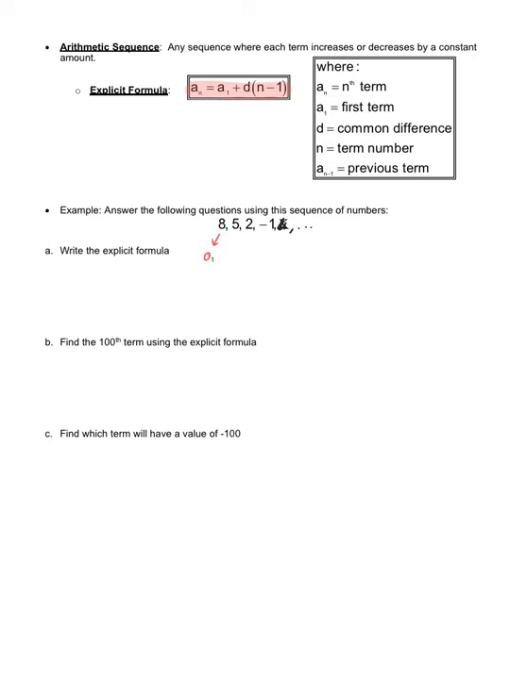To find D, the common difference, let's look at how this changes each time. So if I go from 8 to 5, the difference between those 2 is 3. And since I'm decreasing, I'm going to put minus 3. Let's see if that works between 5 and 2. If I do 5 minus 3, I get 2. So I know that D is negative 3. And same thing from 2 to negative 1. That would also happen if I subtracted 3.